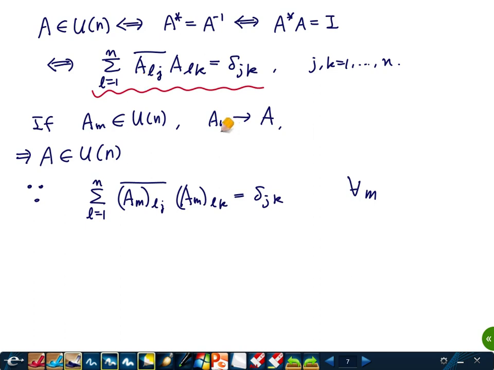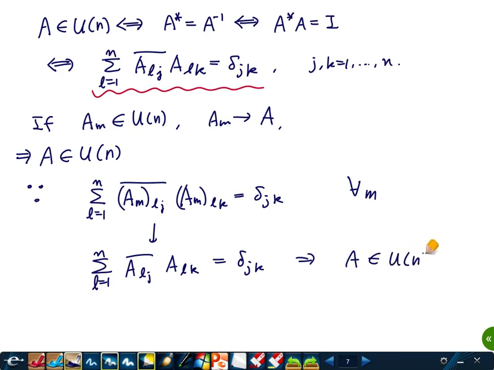And because A_M approaches A, every entry here approaches the corresponding entry there. So the whole thing here will approach this, and the whole equation will become this. But this means A is a unitary matrix. So A is a unitary matrix, so it is a matrix Lie group.